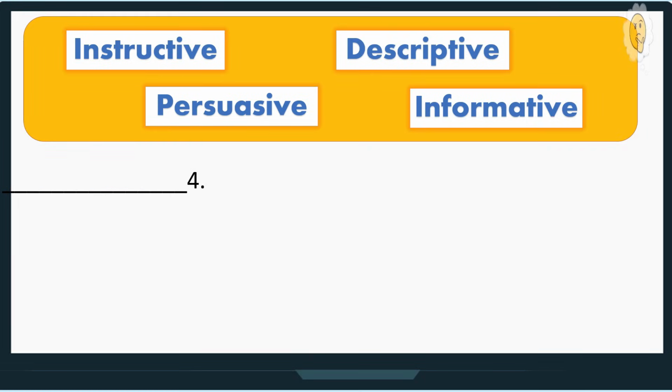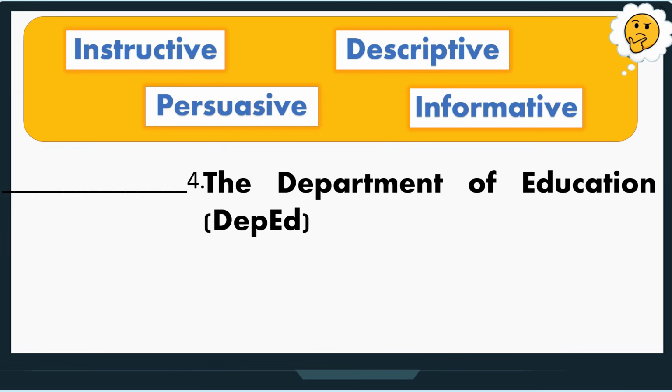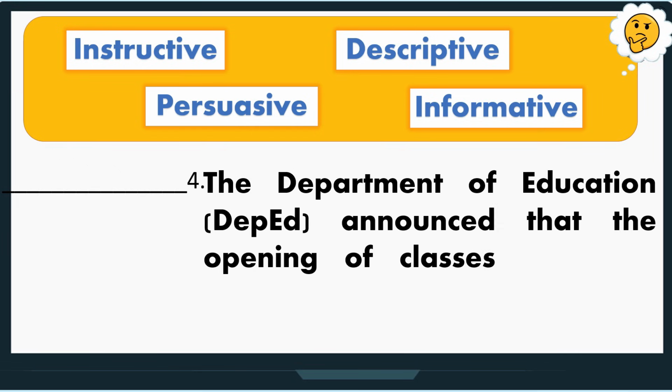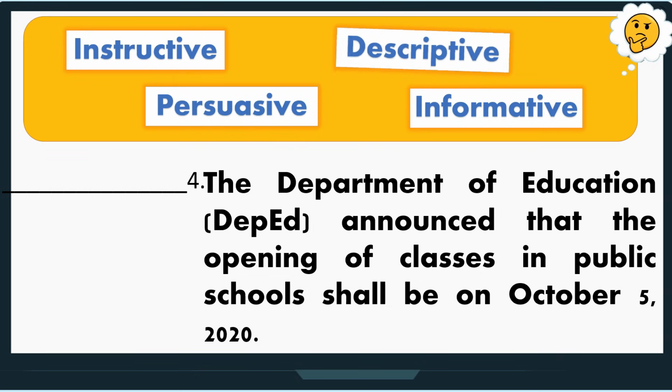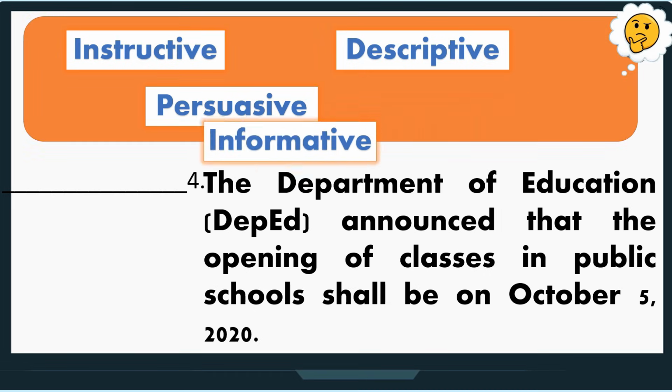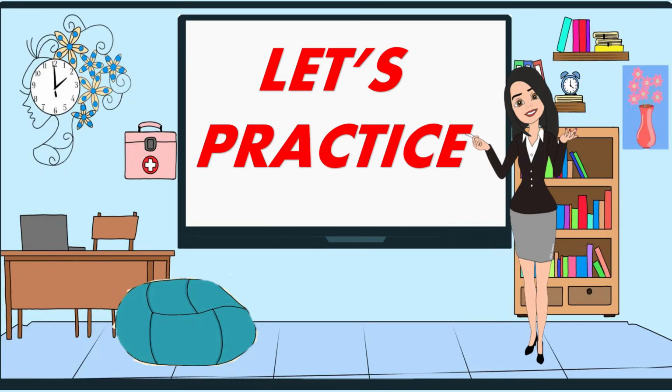And lastly, number 4. The Department of Education announced that the opening of classes in public schools shall be on October 5, 2020. Is it instructive, descriptive, persuasive, or informative? The correct answer is informative. So there you are, class, for the Let's Practice part of our lesson.